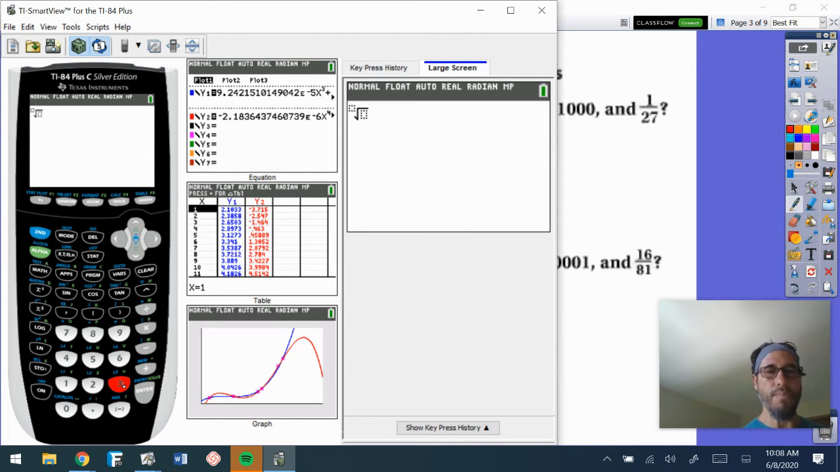Now, it's a cube root, so we're going to put a 3 there in the ditch, and then we're going to come here and put that 0.008.